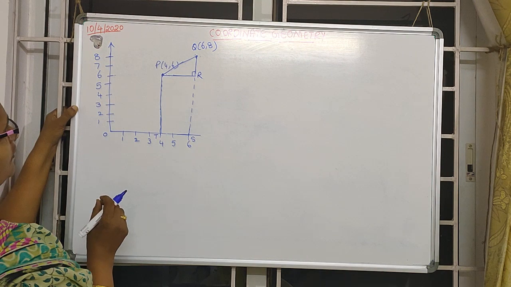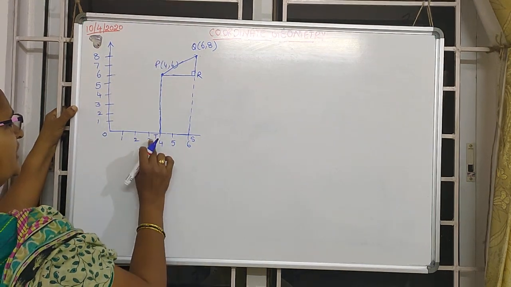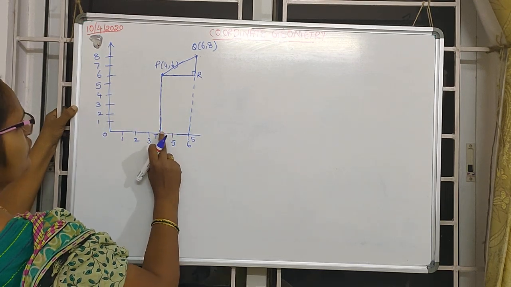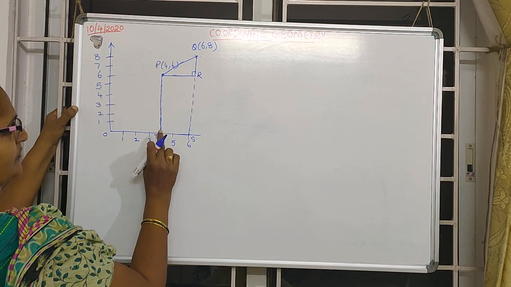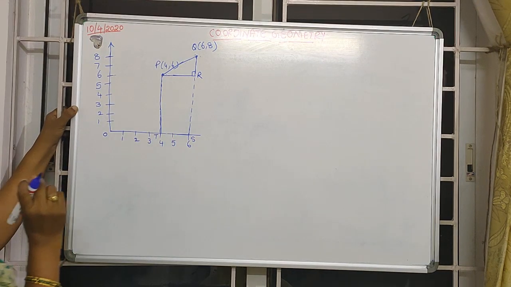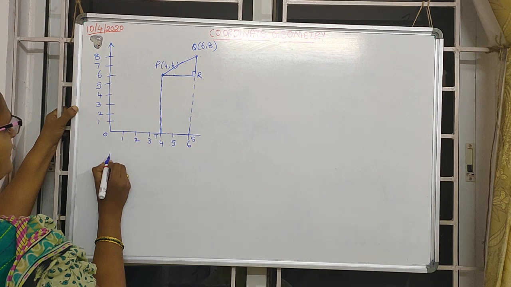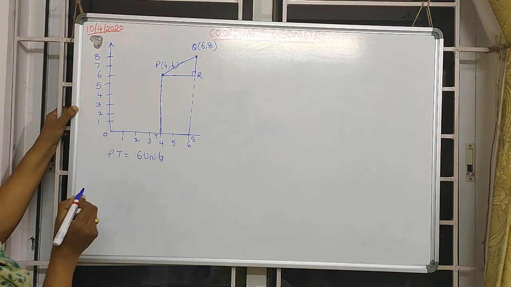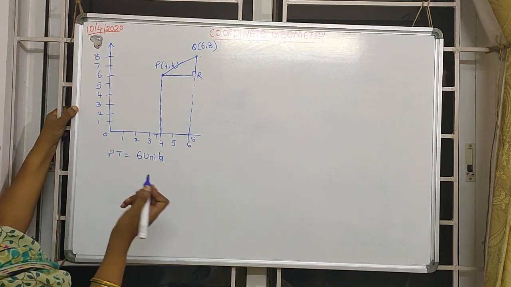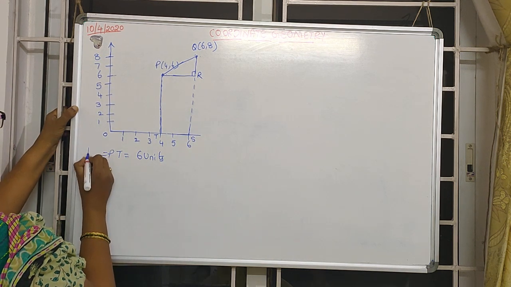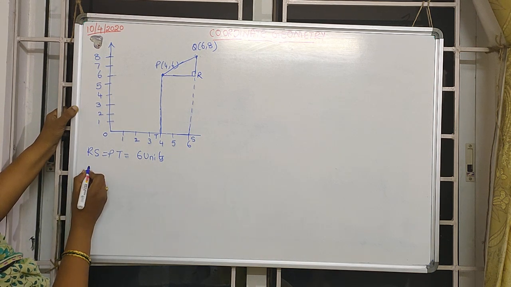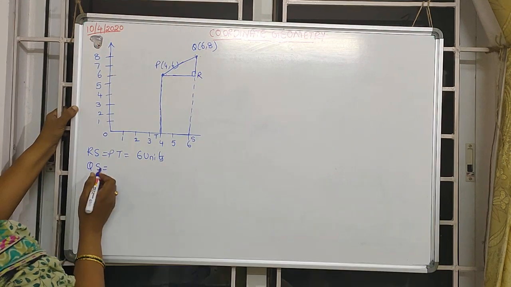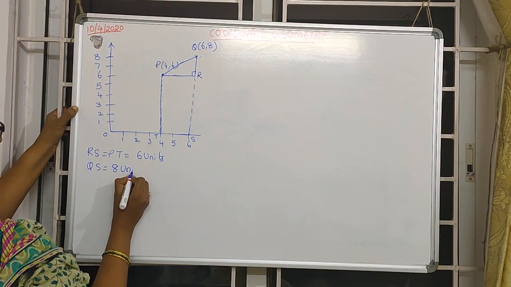Now see, what is the distance PT? This distance is from the x-axis to this point, no? The distance from the x-axis to the given point is nothing but the y coordinate. So PT equals 6 units. Now what about RS? RS is the same thing. PT equals RS equals 6 units. Now what about SQ or QS? QS is the distance from the x-axis to the given point, so this is nothing but 8 units.